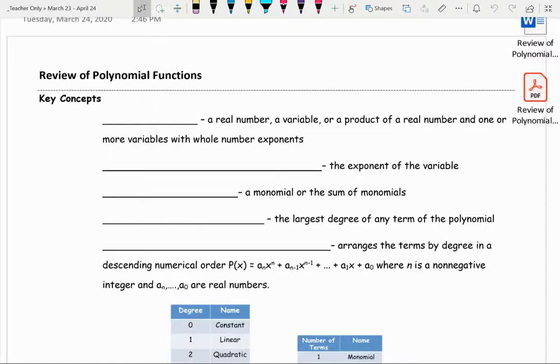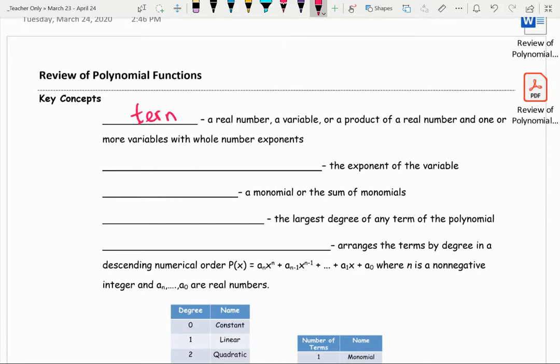All right, hi there. So yesterday you kind of reviewed polynomial functions a little bit on your own with Desmos, and today we're going to go over some more formal review there. So just a couple of reminders of some of the key concepts and words we're going to be using.